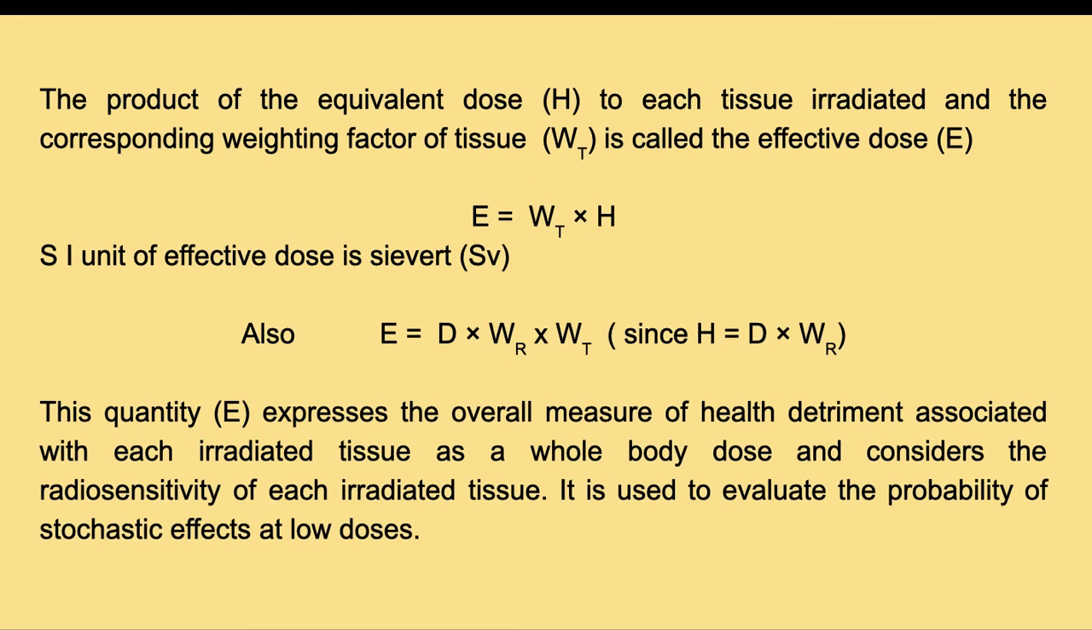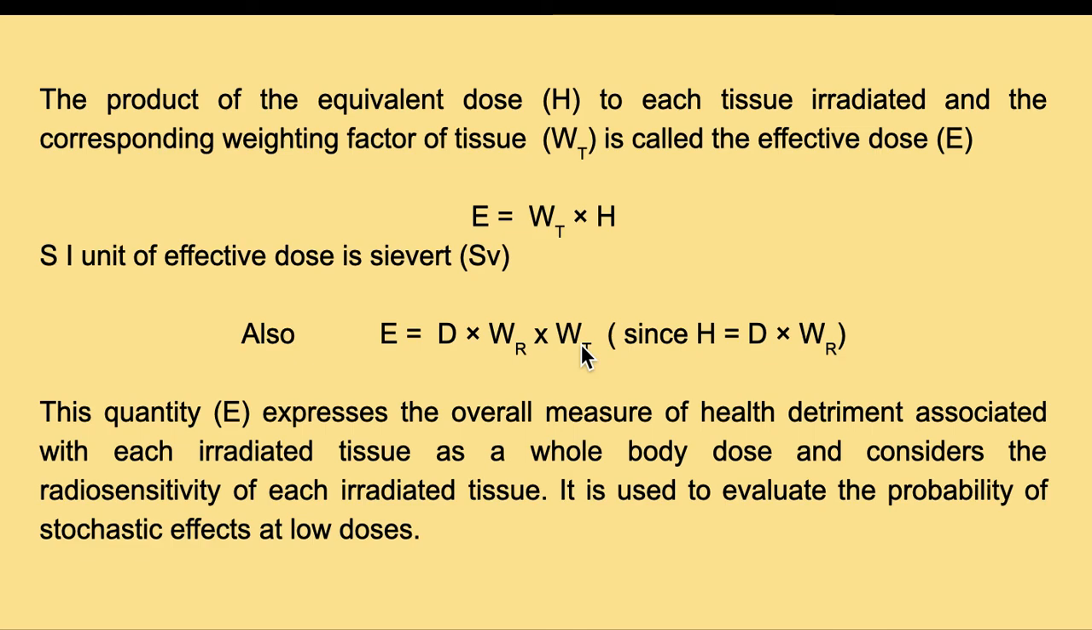And the product of the equivalent dose to each tissue irradiated and the corresponding weighting factor of the tissue, which you write as WT, is called the effective dose. The weighting factor of radiation is also there, and also the weighting factor of tissues. E equals WT times H. This H you have written as D times WR, where D is the dose. The SI unit of effective dose is also the sievert. H has the unit sievert. So E is equal to D times WR times WT.